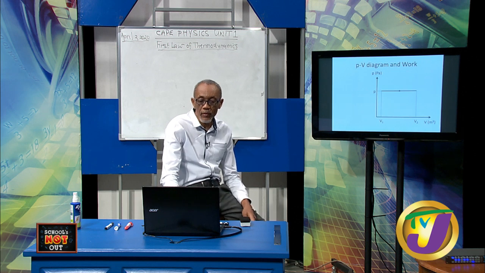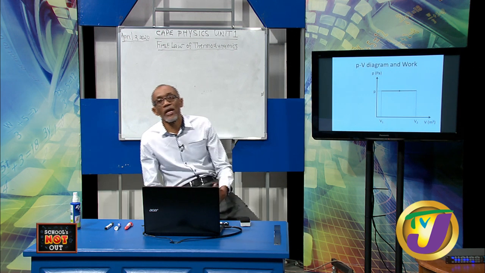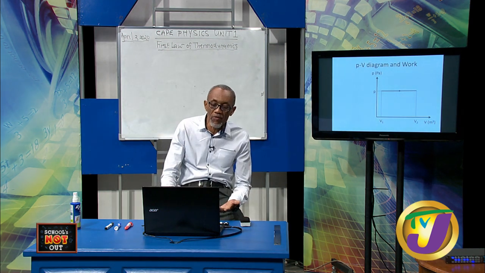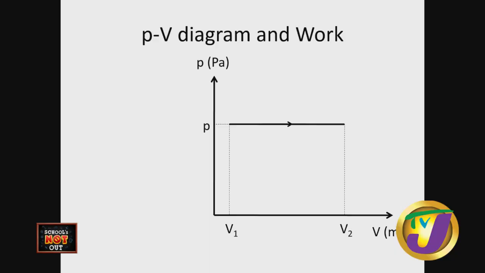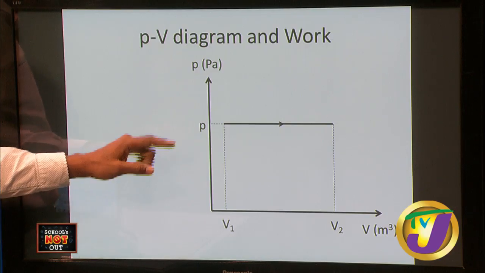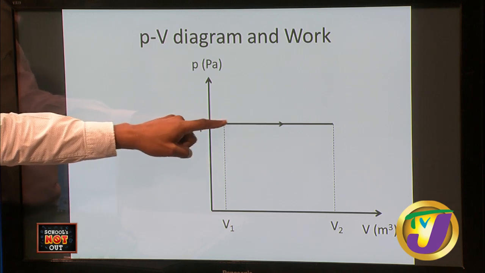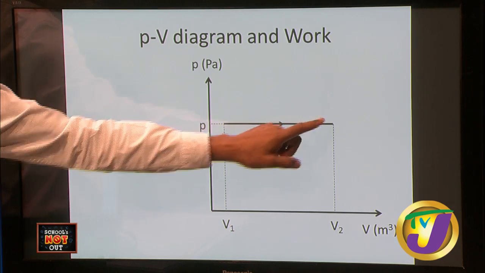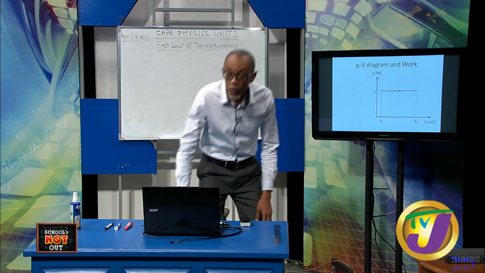All right? Okay, now we can establish these thermodynamic processes on what are called PV diagrams, right? Pressure on the y-axis and volume on the x-axis. And so here we have a process that is taking place. This gas is moving from volume V1 to V2 at constant pressure.